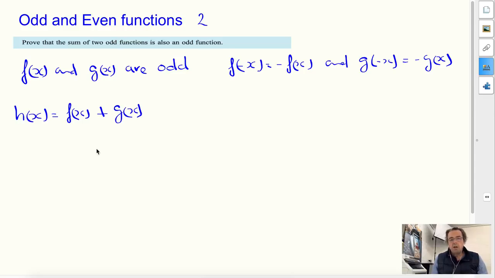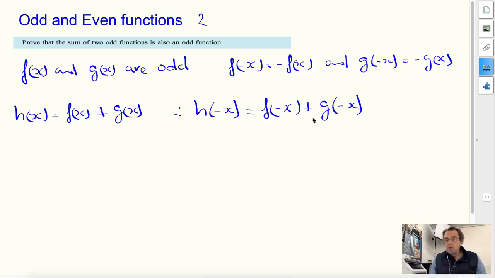And now we're going to study h of x, and we're going to find h of negative x and see what that leads to. Well, h of negative x is, of course, then f of negative x plus g of negative x. I'm just plugging in the negative x. Now I know that f of negative x is negative f of x. I know that g of negative x is negative g of x, because that's given.